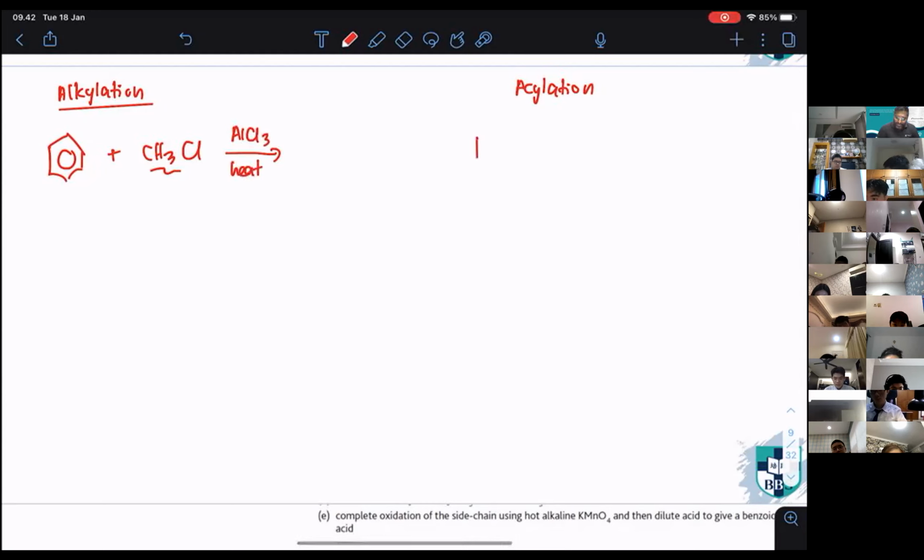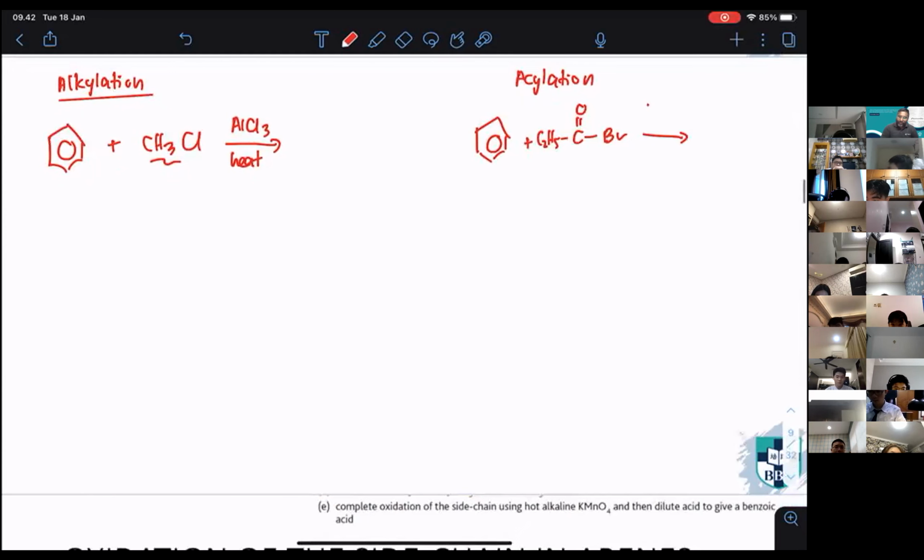The same thing here. I have a benzene and I'm going to have the acyl group. You can have this one as an acyl group, C double bond O Br, and maybe rather than using CH3, I'm going to use C2H5. In order to do this, you still need to have the halogen carrier, but I'm going to use AlBr3 because of the Br. And then heat.